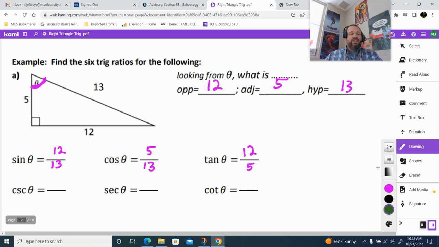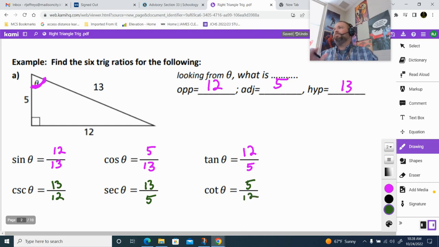Now, so if this is sine, our cosecant is 13 over 12. If this is our secant, or I'm sorry, our cosine, our secant is 13 over 5. If this is our tangent, our cotangent is 5 over 12.